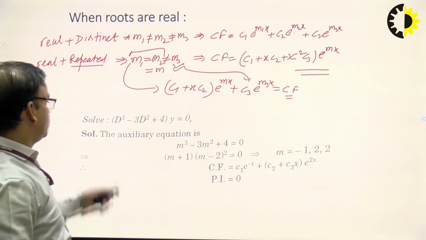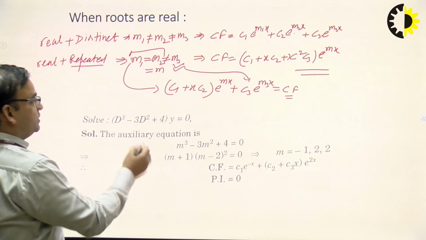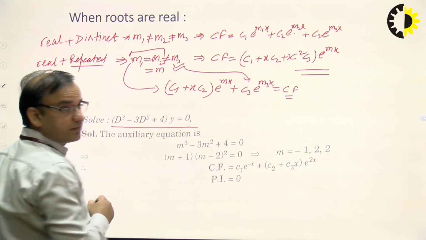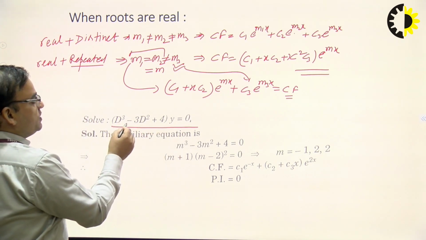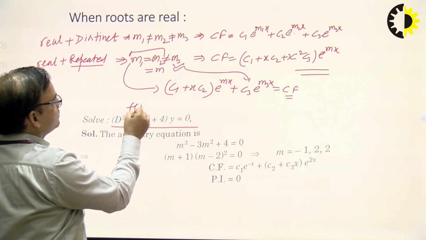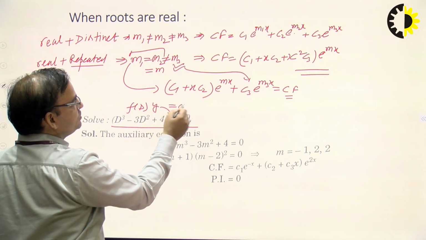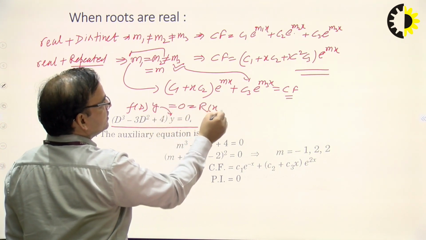Okay. So now the example for the real kind of roots. Suppose this is your equation where D cube minus 3D square plus 4 is the f(D) and y is here and is equal to 0, meaning R(x) is 0.